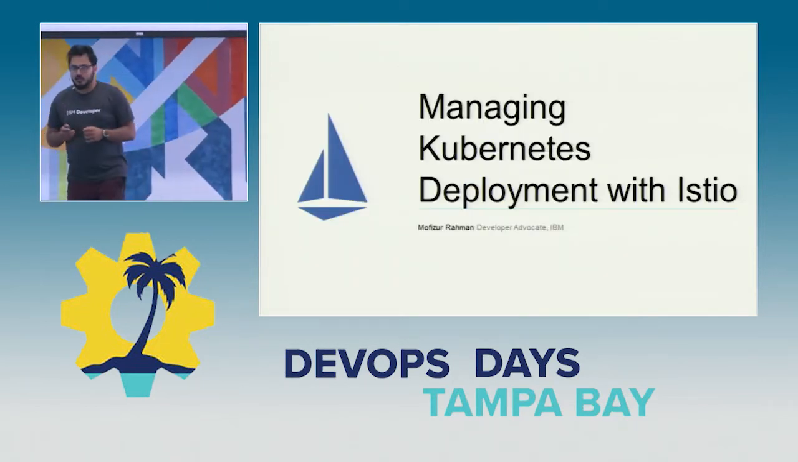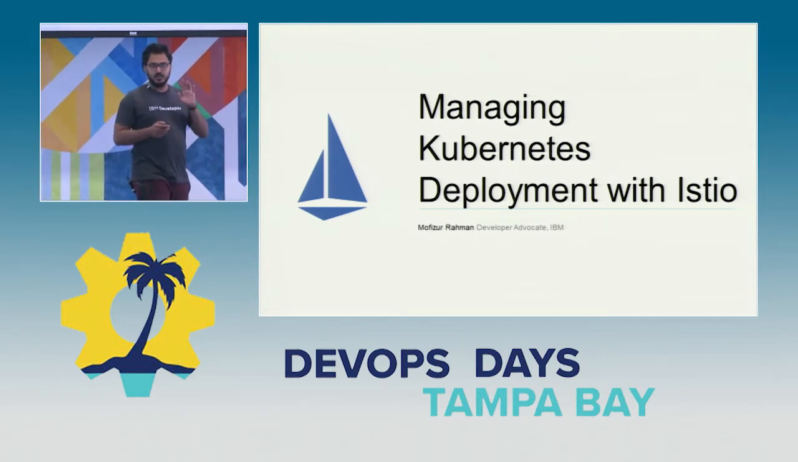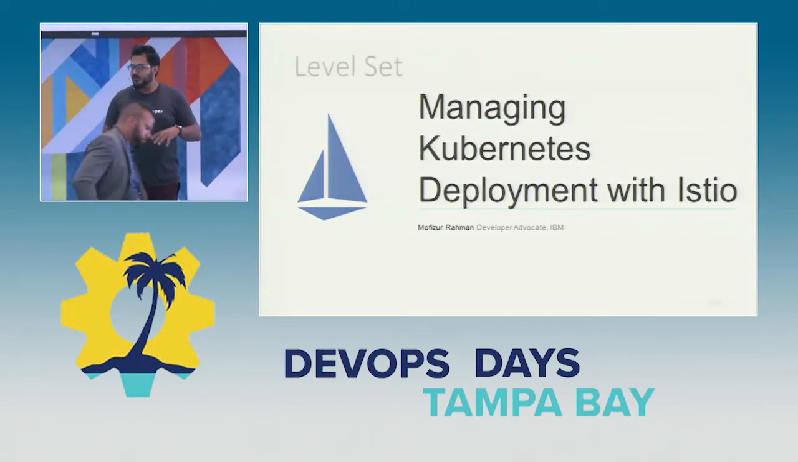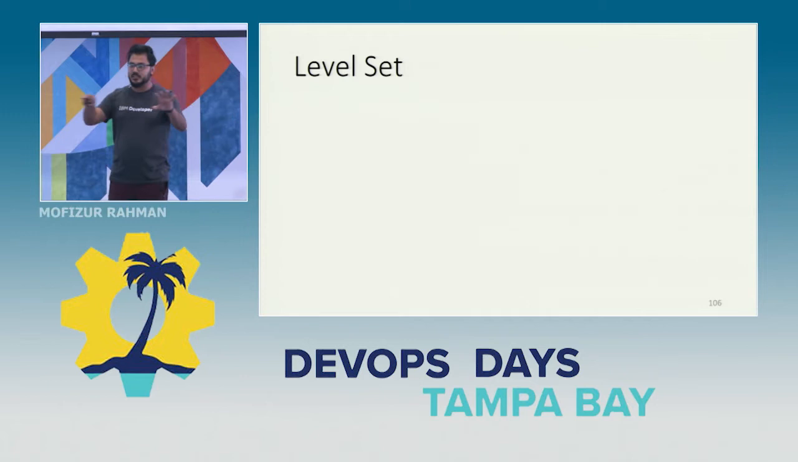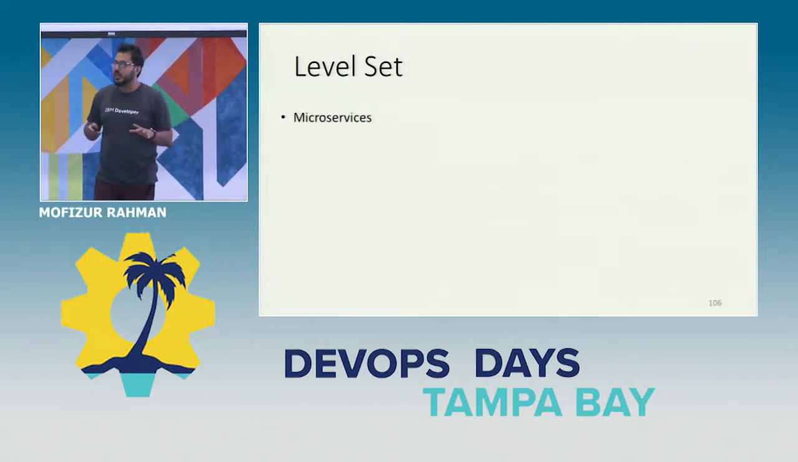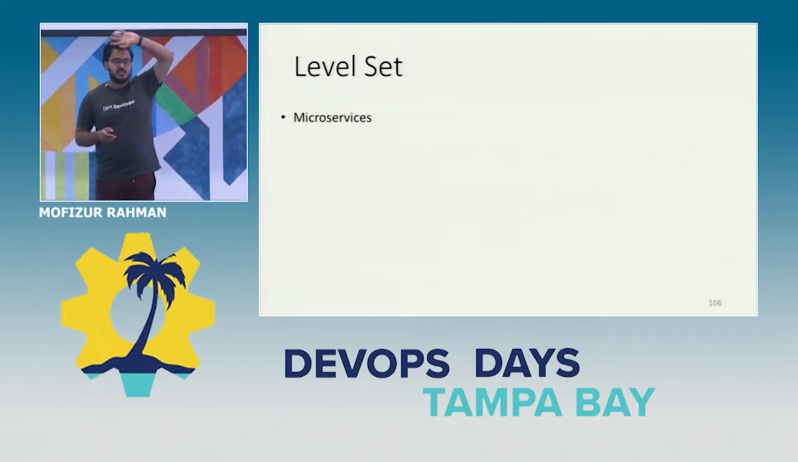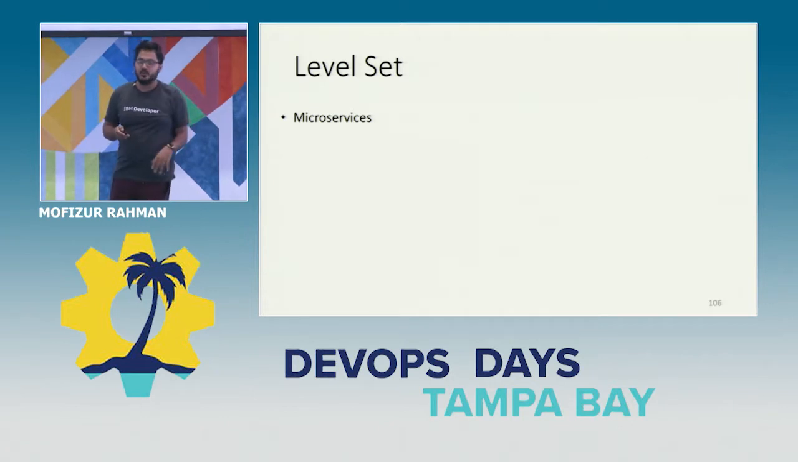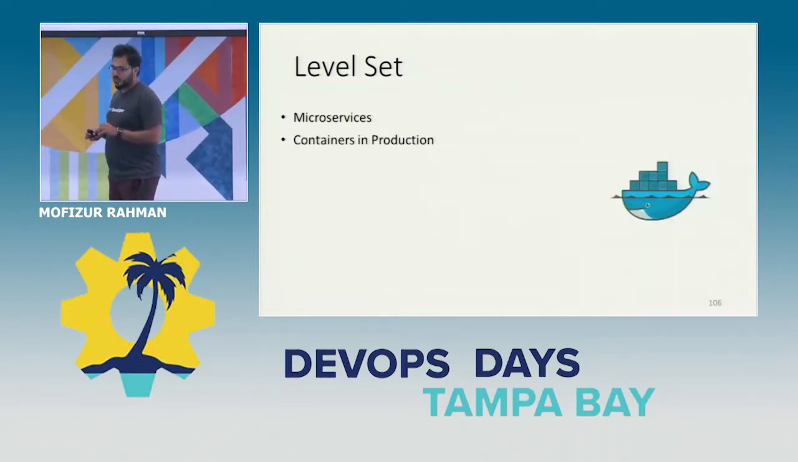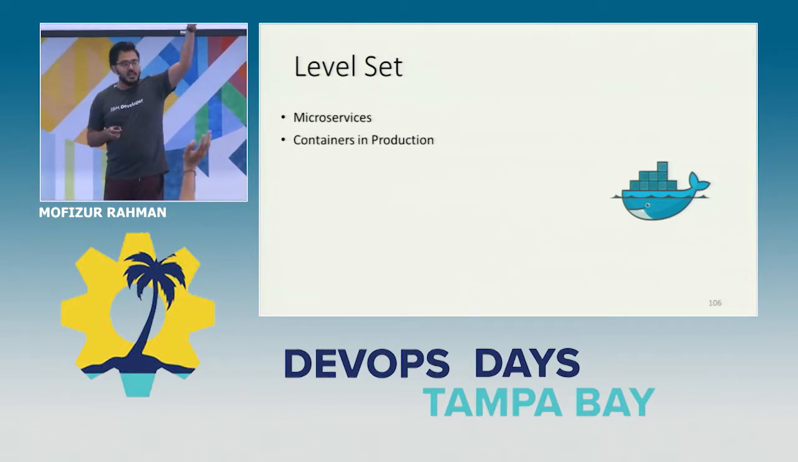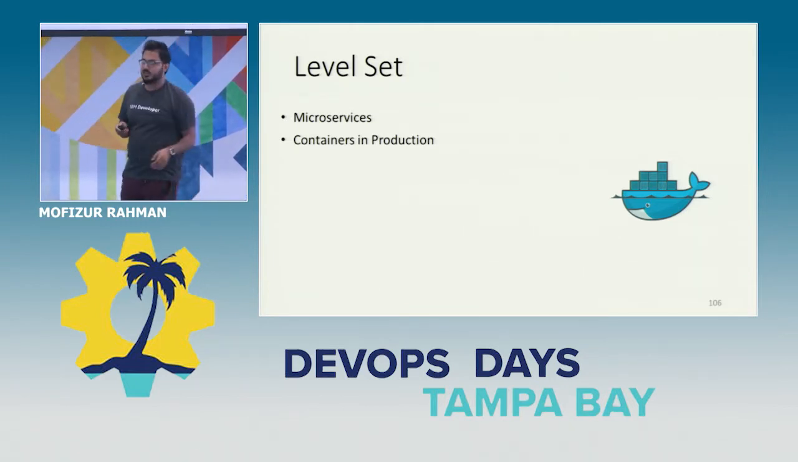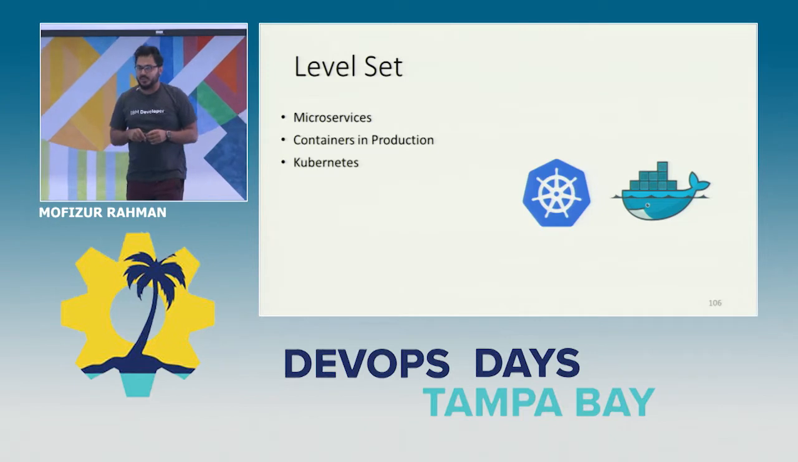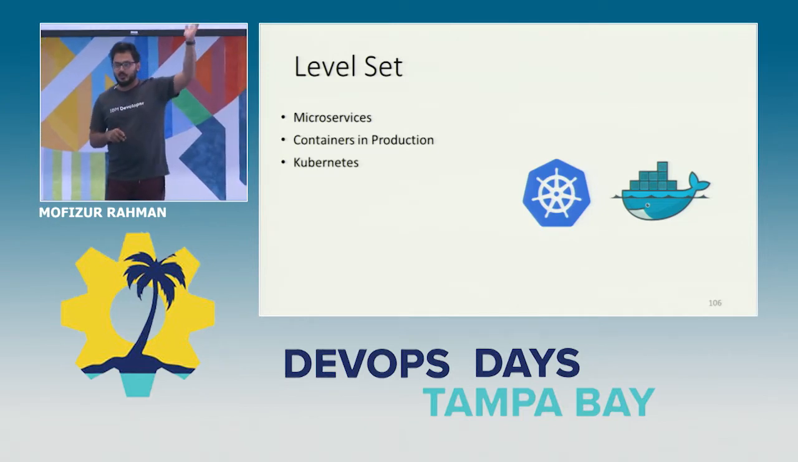The title of the talk today is Managing Kubernetes Deployment with Istio. But before I get started, let's get a level set of what we have in this room. How many of you are dealing with microservices? All right, cool. Next up is containers in production. Docker, some version of containers, a little bit less, that's understandable. Finally, Kubernetes, either using it already or in the pipeline.